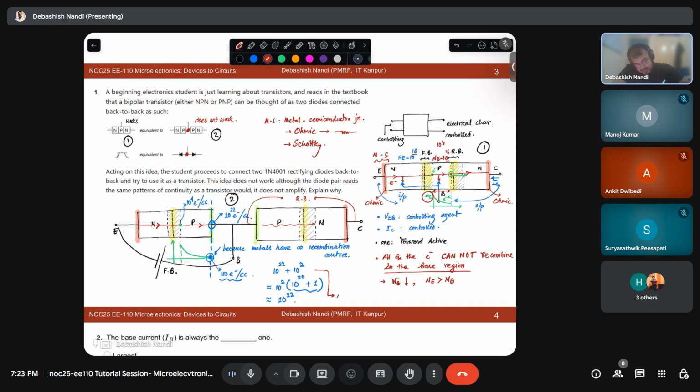So basically in this case, no electron reaches the collector and essentially no amplification. So do you see the difference between the two cases?